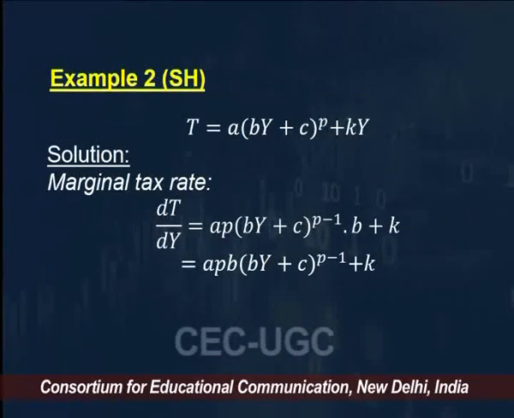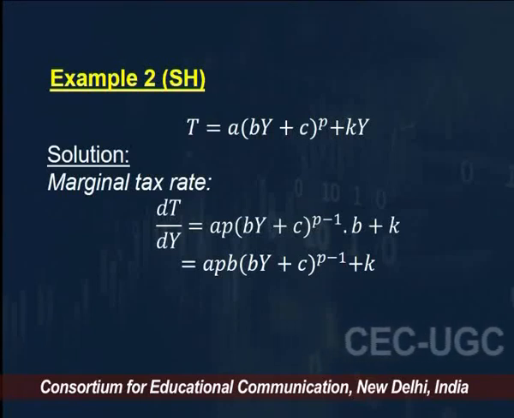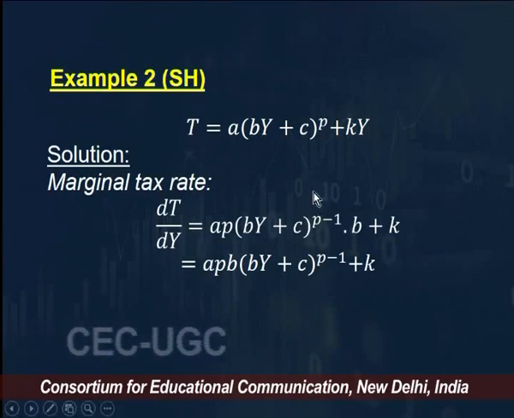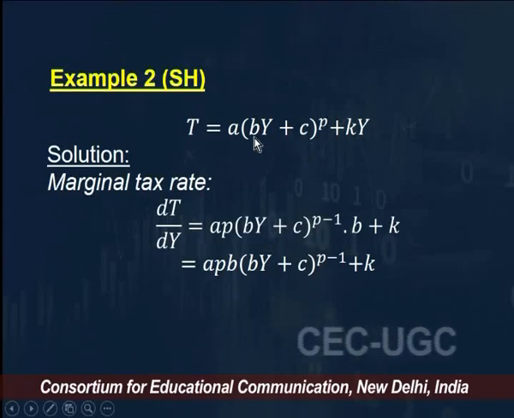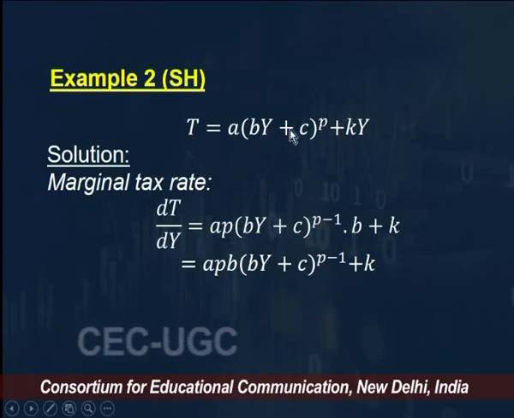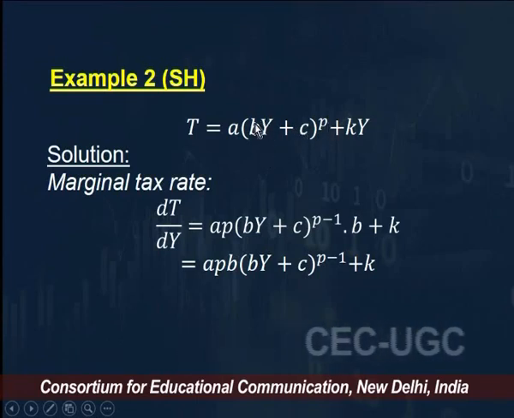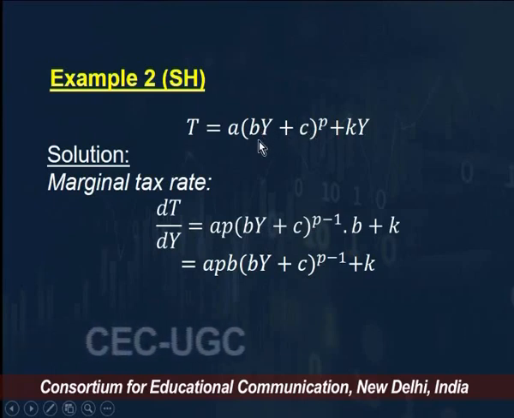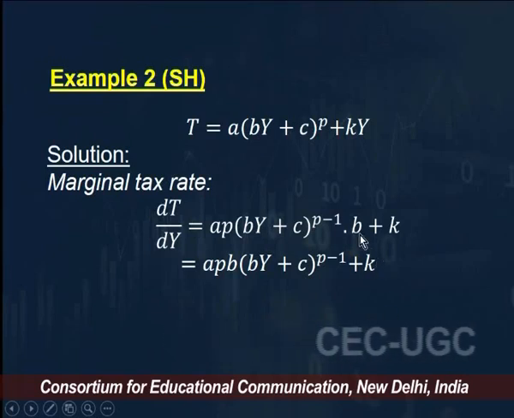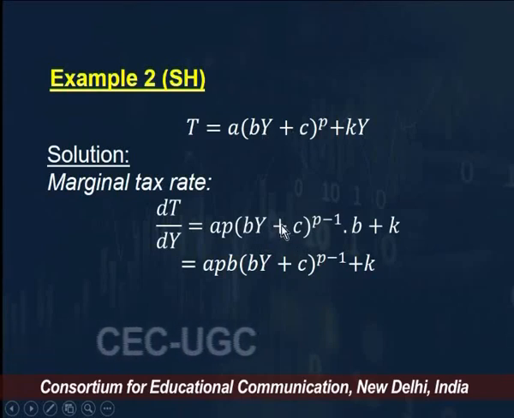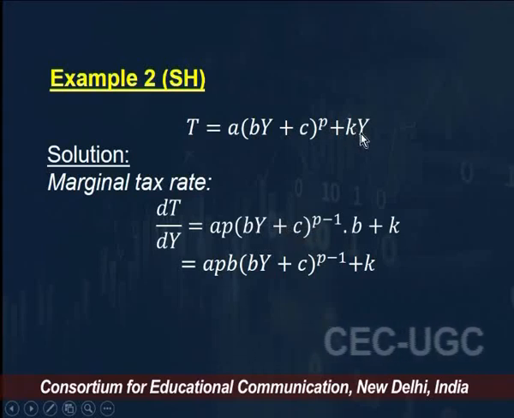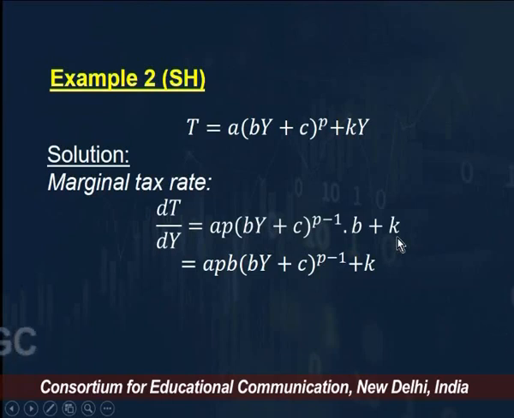Now our equation is T equal to A times (BY plus C) to the power P plus K times Y. So the marginal tax rate, if we use the generalized power rule, will be given by A times, we can bring this P up front, times (BY plus C) to the power P minus 1, times the derivative of the expression in brackets, BY plus C, and that derivative is B. Here we are taking the derivative with respect to Y. So this is the equivalent of our g prime of x, if we take BY plus C as g of x. Plus the derivative of KY with respect to Y, which is just K.